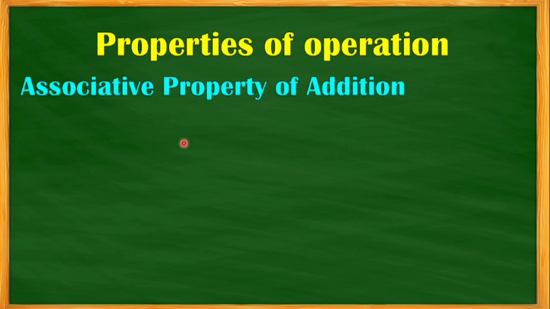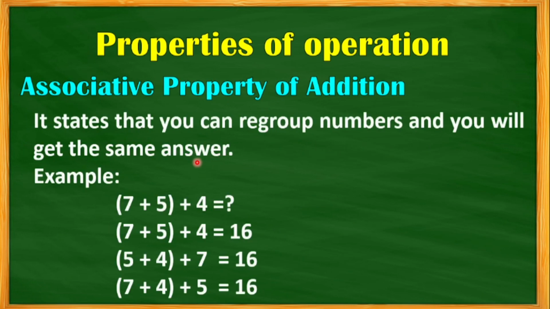And the associative property of addition is the same as commutative, but it involves three or more numbers. It states that you can regroup numbers and you will get the same answer. For example, the quantity of 7 plus 5, plus 4 is equal to 16. We can write this as 7 plus the quantity of 5 plus 4, which is equal to 16. So you can regroup the numbers.